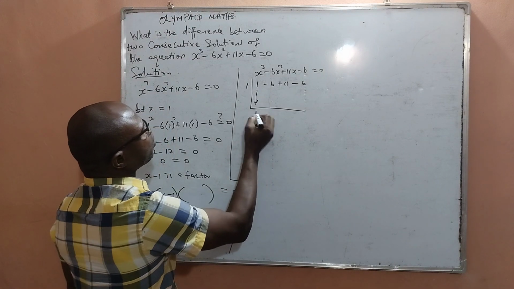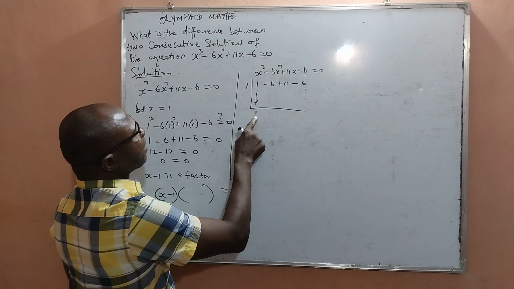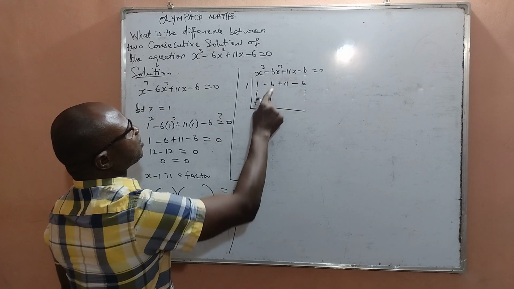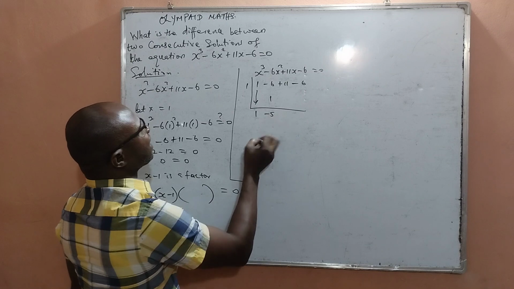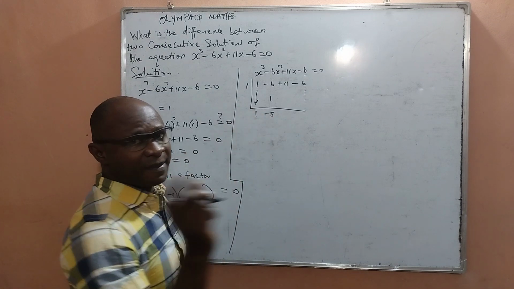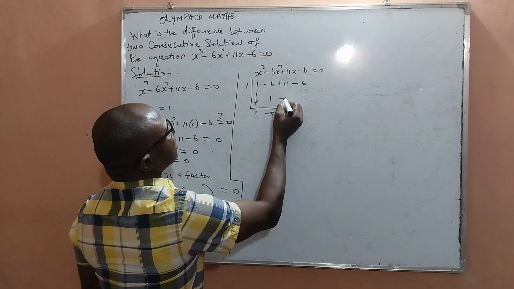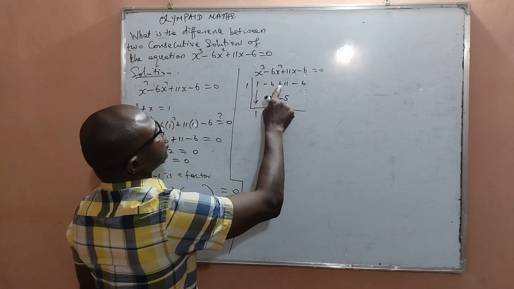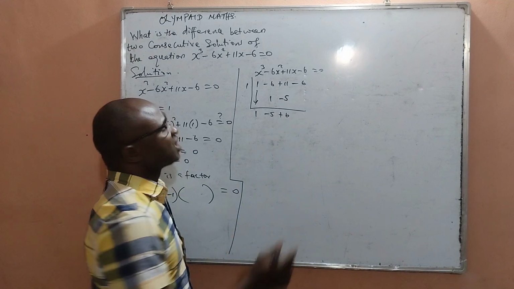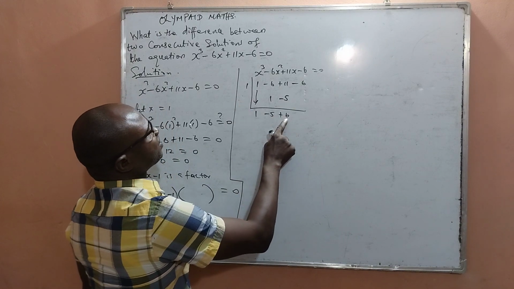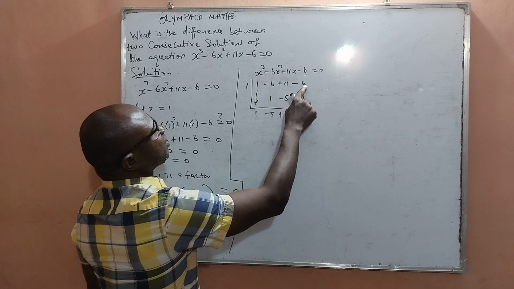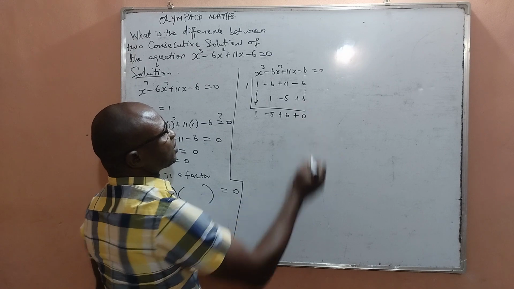When I bring down this 1, I will use this 1 to multiply 1 and it will give me 1. What I will do next is minus 6 plus 1, which is going to give me minus 5. I will multiply minus 5 by 1 also. That is going to give me minus 5. Next I will do 11 minus 5. That is going to give me plus 6. Next I will multiply 1 by that 6, which will give me positive 6. Then I will do minus 6 plus 6. That is going to give me 0.